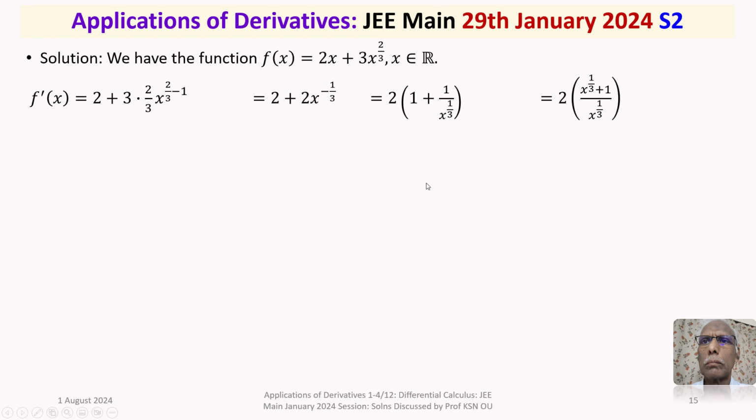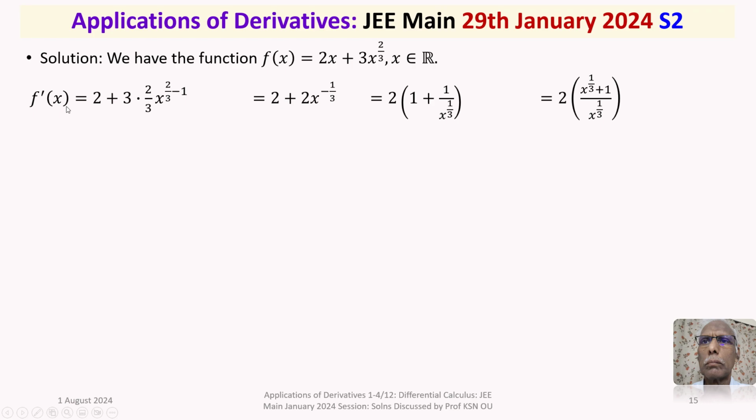Now how do you get critical points? The points where f prime x is equal to 0. That is, x^(1/3) + 1 is 0. That is, x^(1/3) is minus 1, sorry. That will give you x is equal to minus 1. And f prime x is undefined when x is equal to 0, because x^(1/3) is sitting in the denominator.